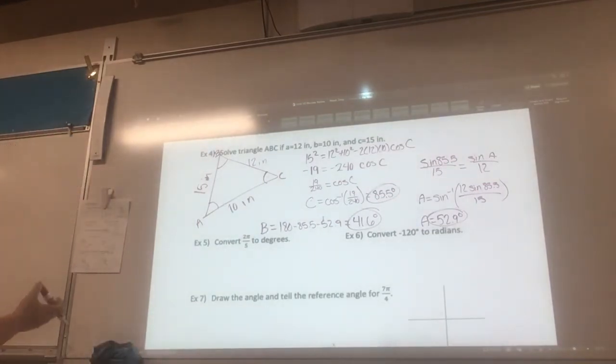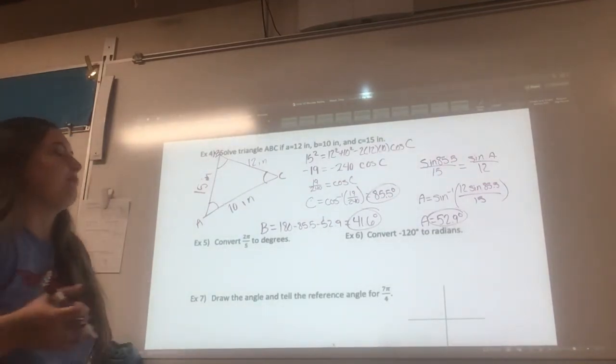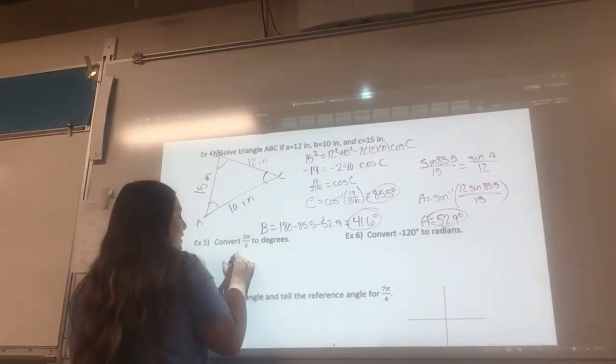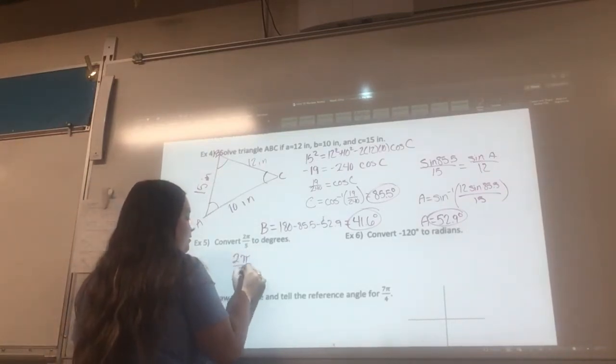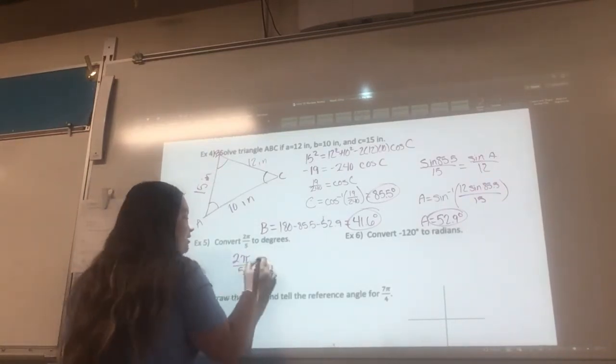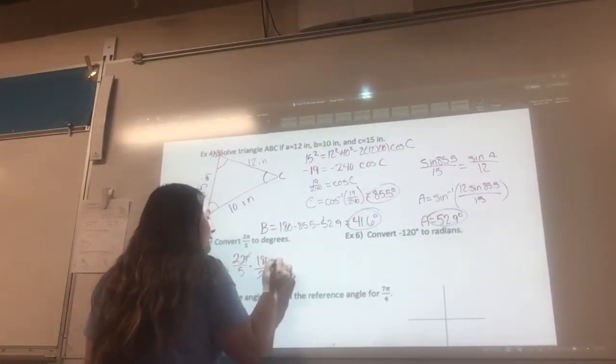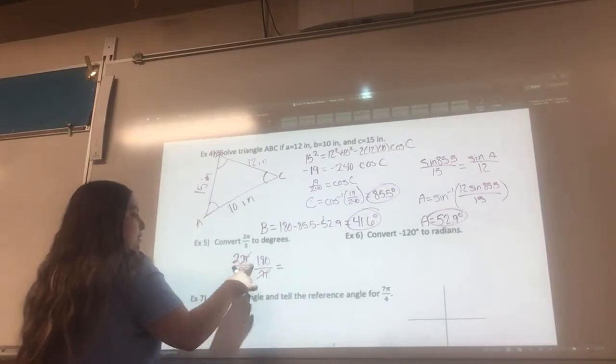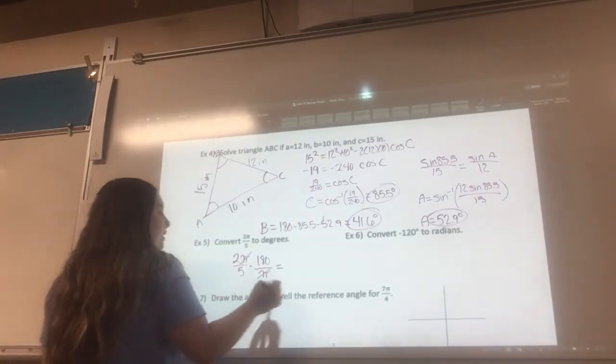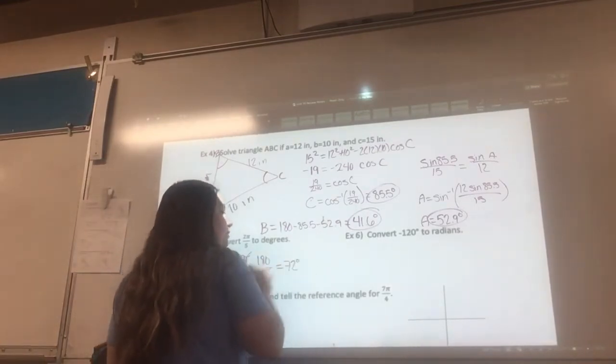Next, my absolute favorites, converting to degrees and radians. So we have a lovely radian and we need to convert it to degrees, so we're going to multiply it by our conversion factor of 180 divided by pi, because our pi's will cancel. Take 2 times 180 and divide by 5, and you're going to get that it is 72 degrees.